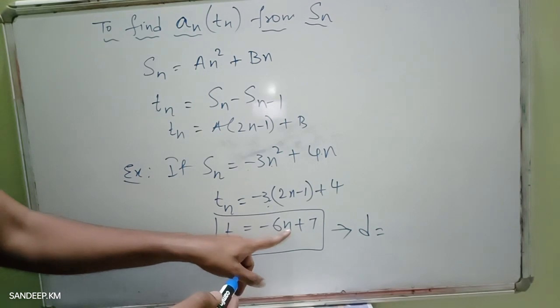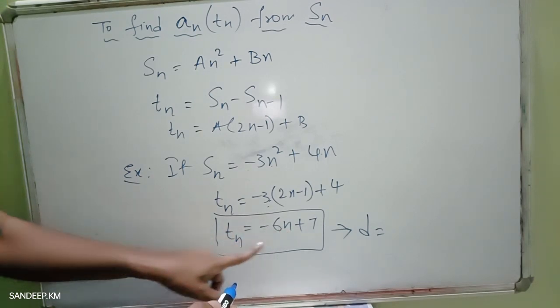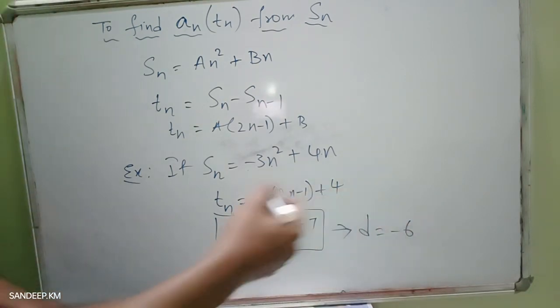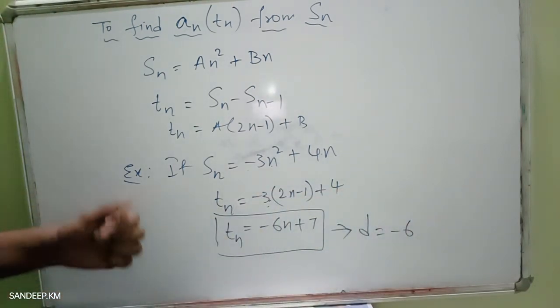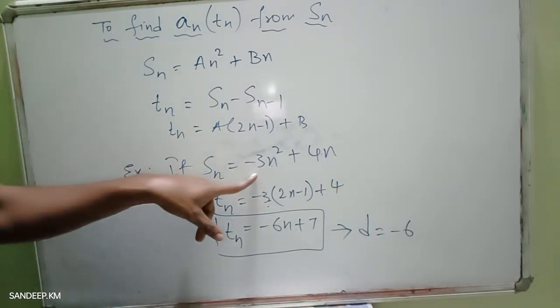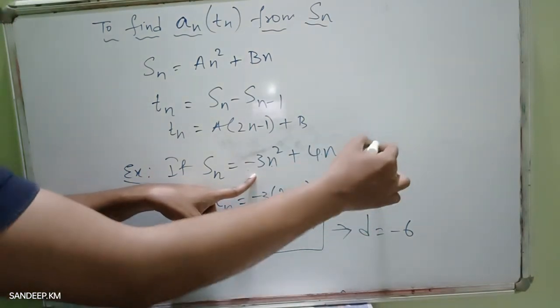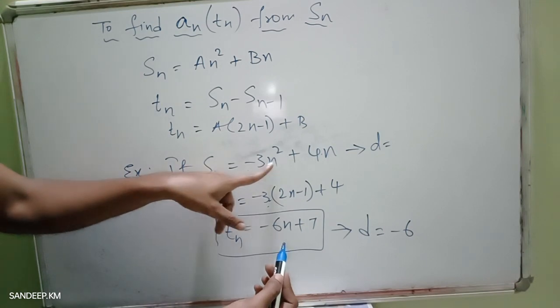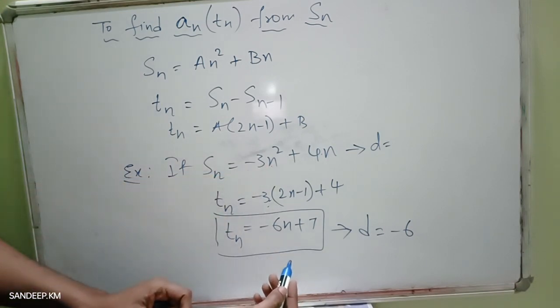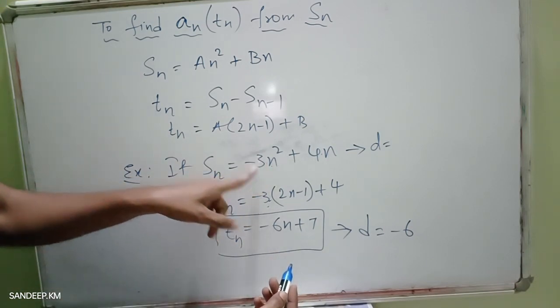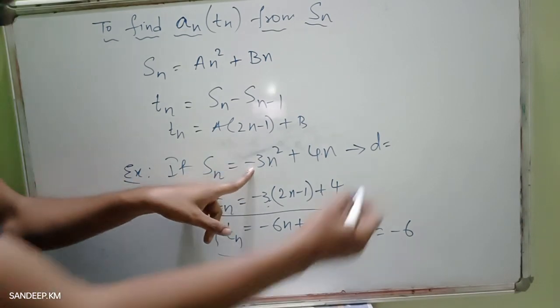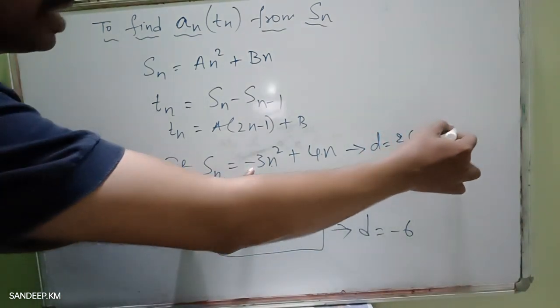Moreover, we also know that the common difference can be written directly by looking at the coefficient of n. What is the coefficient of n in the nth term? It is minus 6, therefore the common difference is minus 6. Or we can also write the common difference by looking at Sn, as we learned in yesterday's video. The common difference will be 2 times the coefficient of n square from Sn. 2 times coefficient of n square means 2 into minus 3, which is minus 6.